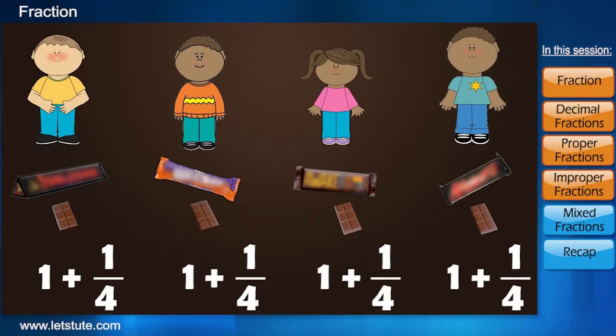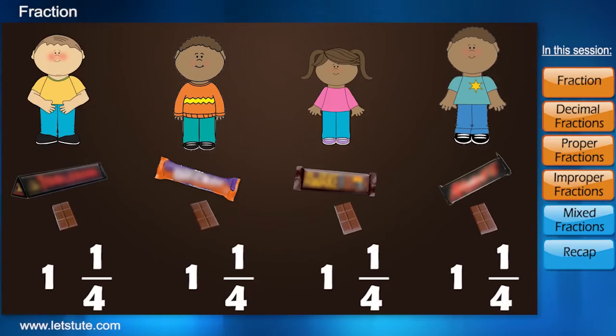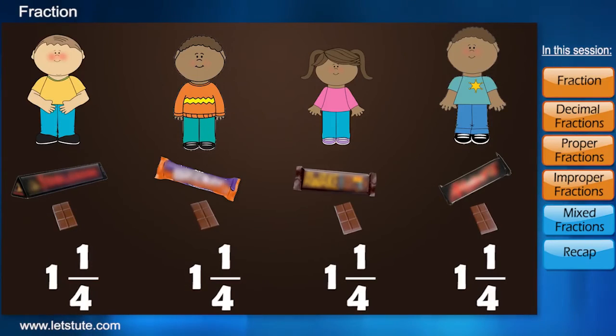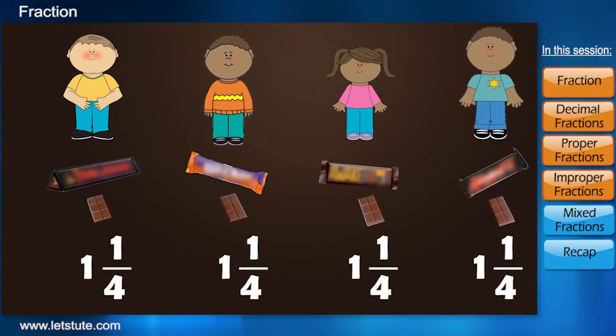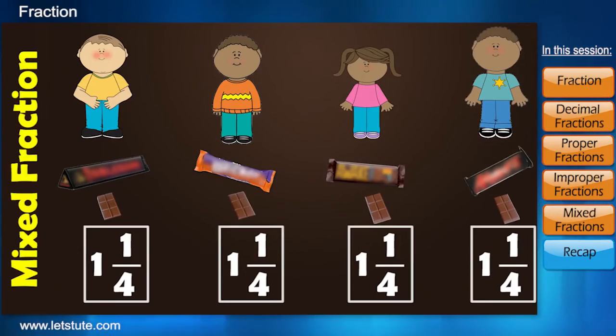So now, each one of you guys has 1 chocolate and 1/4 part of the other chocolate. In total, you have 1 and 1/4 chocolate. Right? All these fractions are known as mixed fractions.